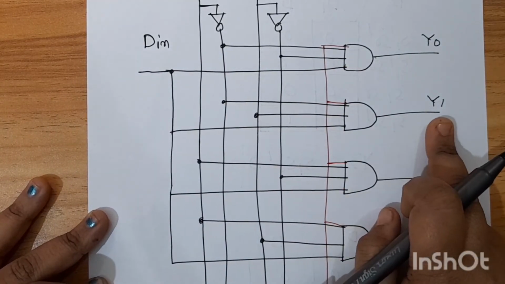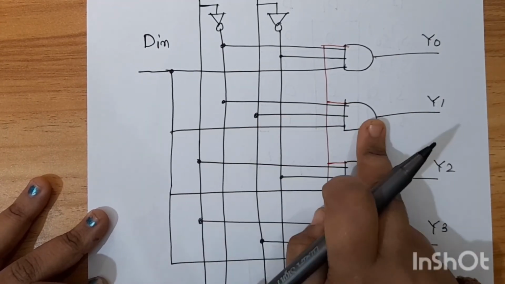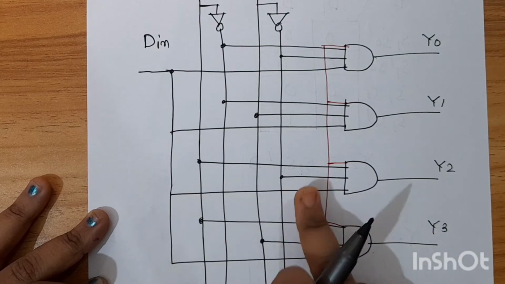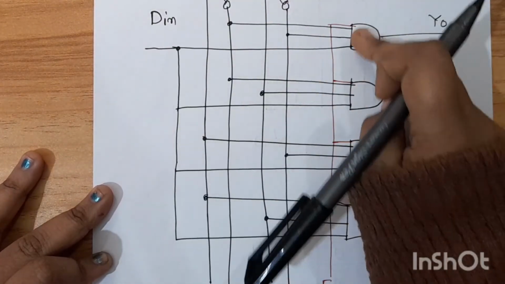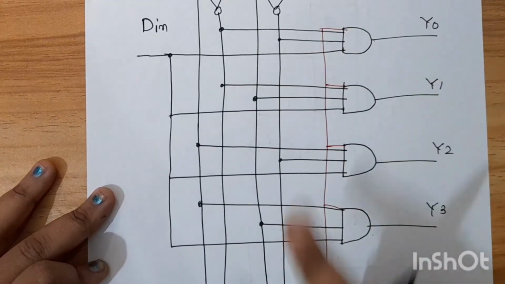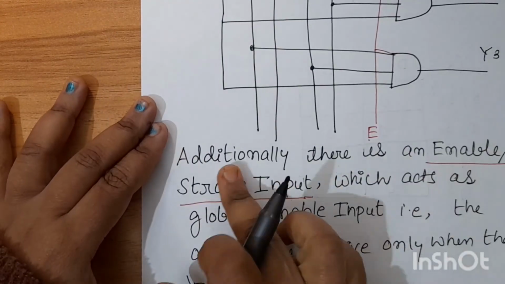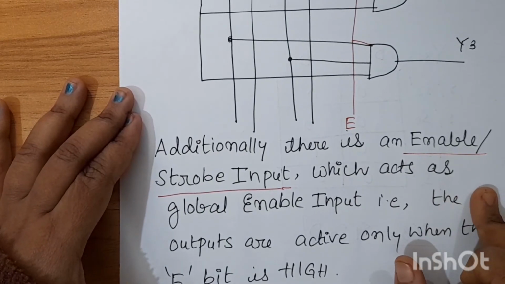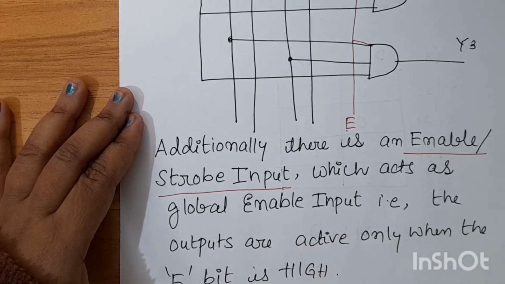Here for Y1, what are the inputs? D in is there for all of them. Here it is S1 bar and S0. Here it is S1 and S0 bar. Here it is S1, S0. For all of them, an enable input is given. Another input is enable. When the enable is 1, only then are all the AND gates functional. Additionally, there is an enable input, or we can say the strobe input, which acts as a global enable input. The outputs are active only when the enable bit is high. So this is the point to be noted.